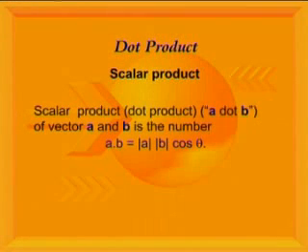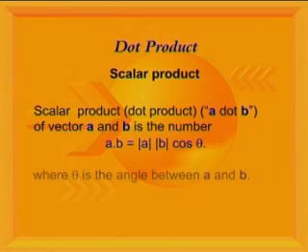So a dot b is equal to magnitude of a into magnitude of b into cosine of theta, and here theta is the angle in between them. As you have seen, no direction is involved here. It has only magnitude, so it is a scalar product.